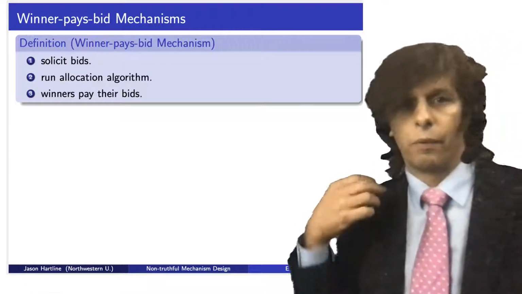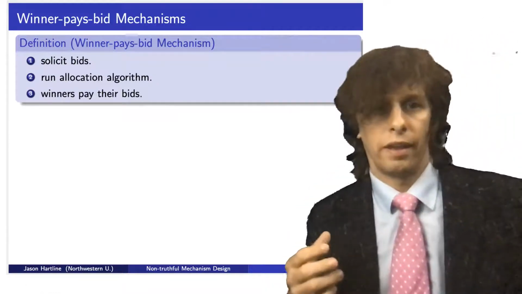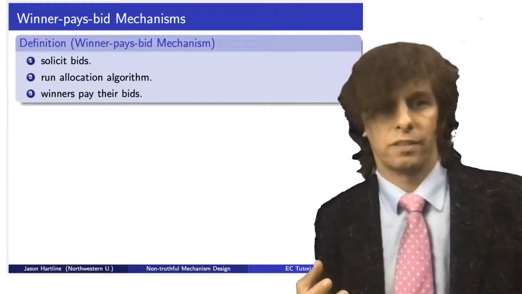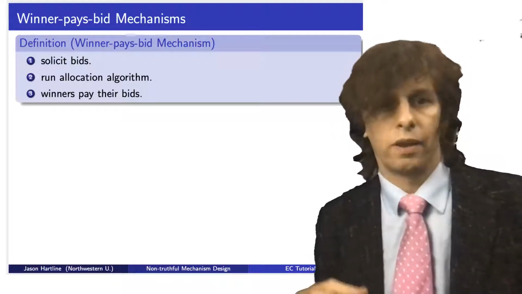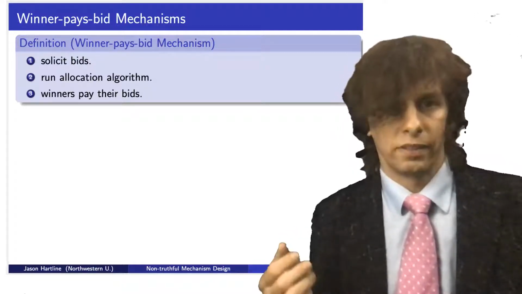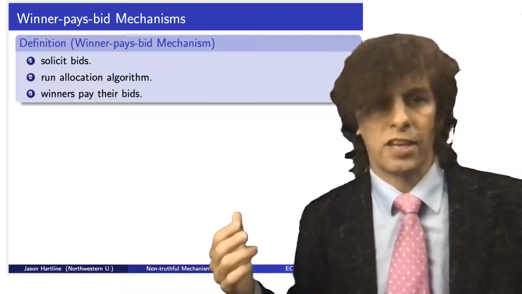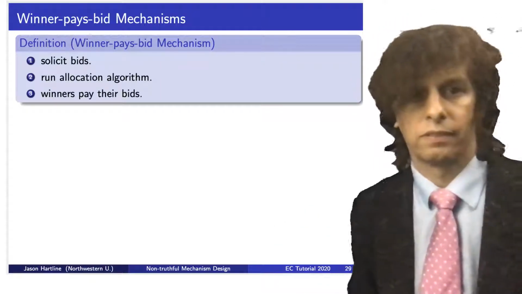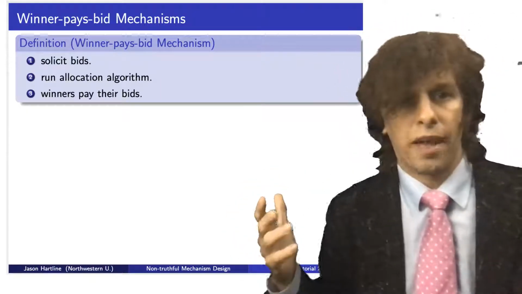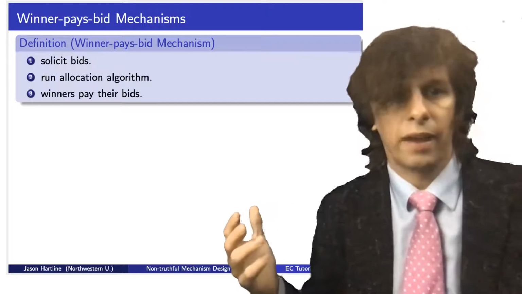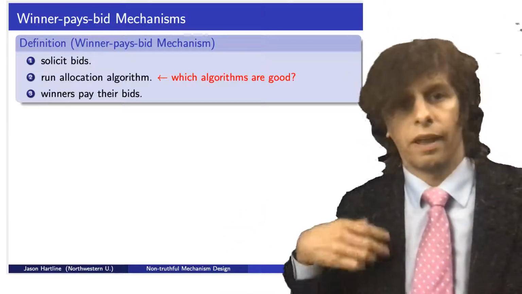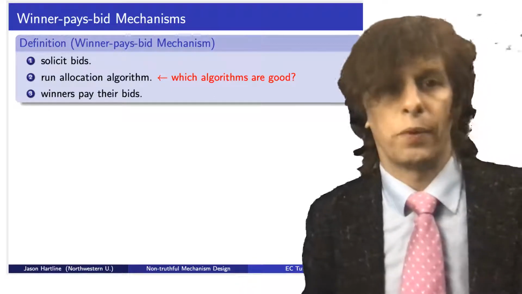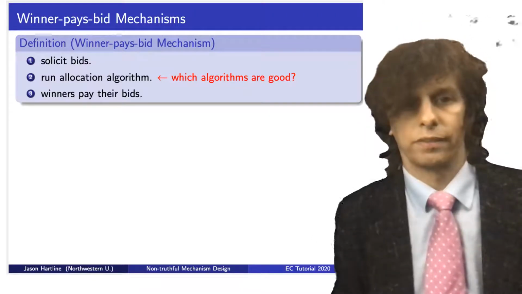Cool. So I want to begin by focusing on a large family of winner pays bid mechanisms. This generalizes the first price auction we've been talking about. In a winner pays bid mechanism, we're going to solicit bids, run some allocation algorithm to map the set of bids we have to a set of winners, and then the winners pay their bids. The only variable you have here to change the mechanism is in step 2, and our question is, which algorithms are good algorithms for mapping bids to who wins?